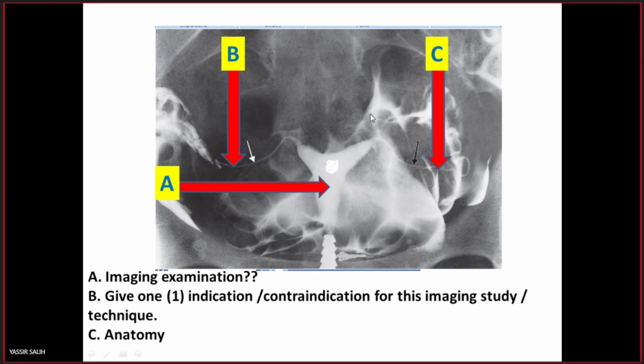So give one indication for this study. Infertility. Yes, it's the most common. And give one contraindication for this. Pregnancy. Yes, pregnancy. Thank you. Very good.